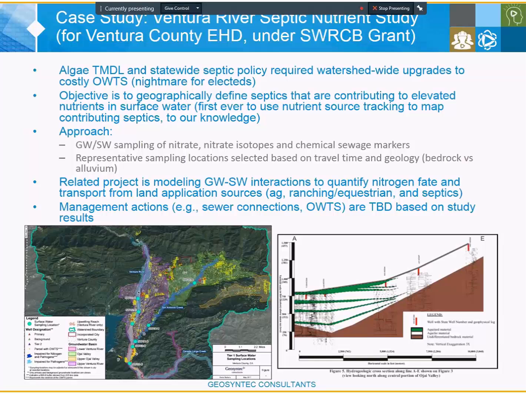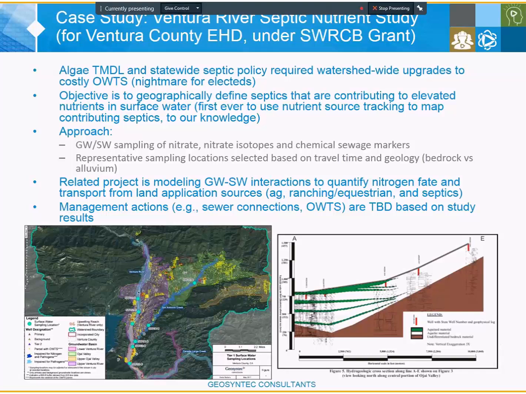So we're using chemical markers, and the sampling locations are selected based on travel time and geology. We want to make sure we characterize bedrock areas and alluvial areas. And we're also doing a related project for the State Water Board now to model the groundwater surface water interactions, and this allows us to more quantitatively understand the nitrogen fate and transport from these land application sources, which is really the focus of the TMDL. That's ag, fertilizers, ranching and equestrian activities, and septics.